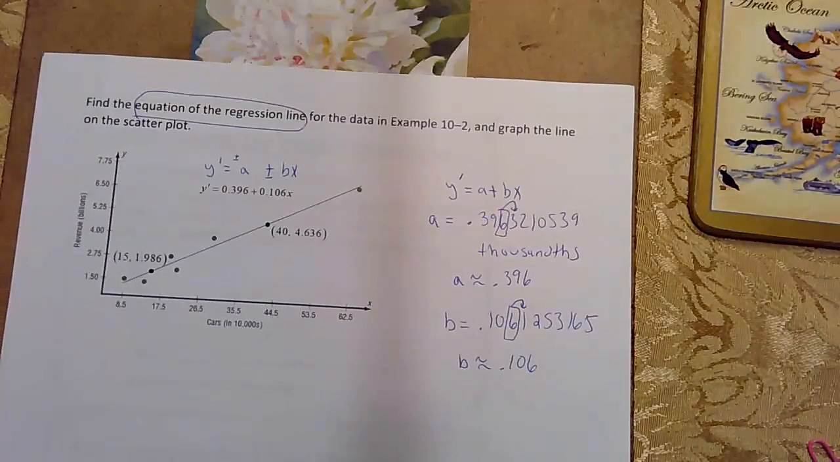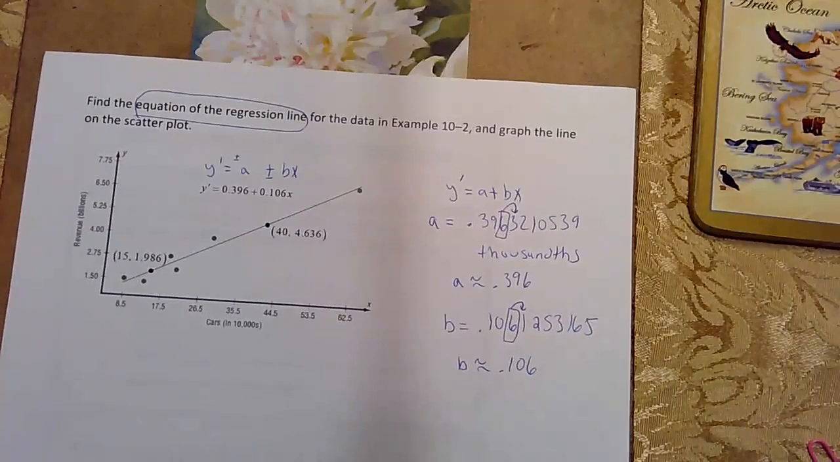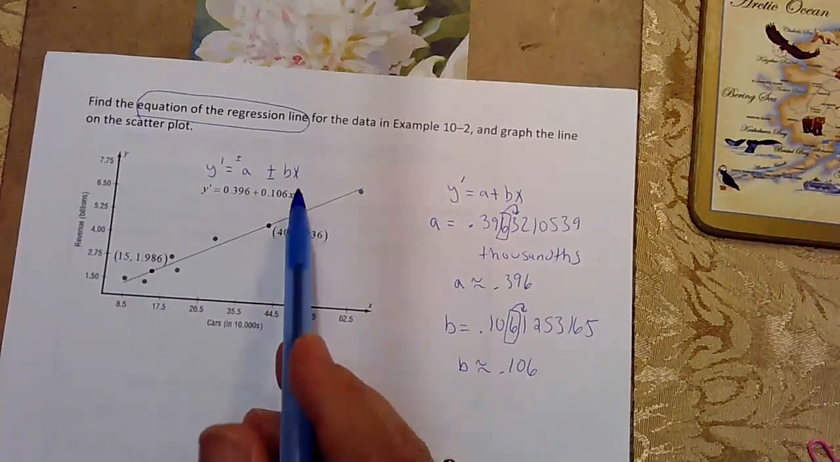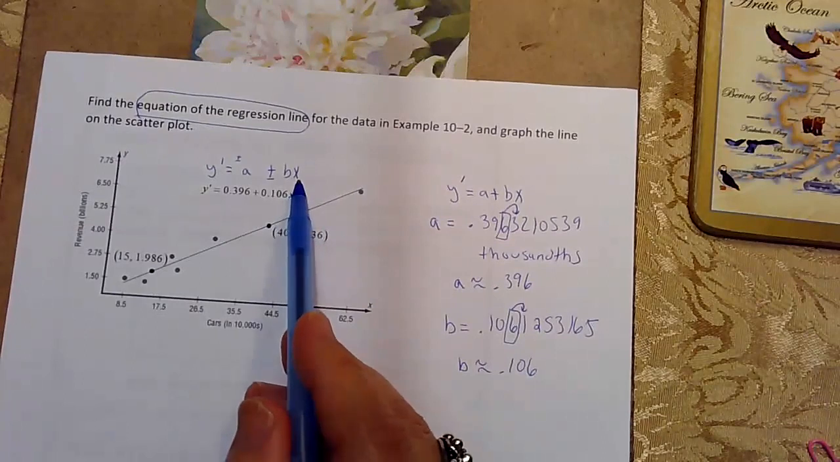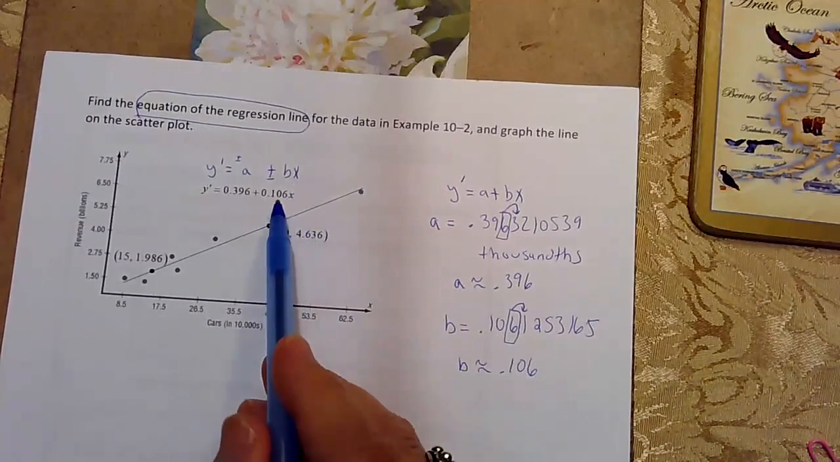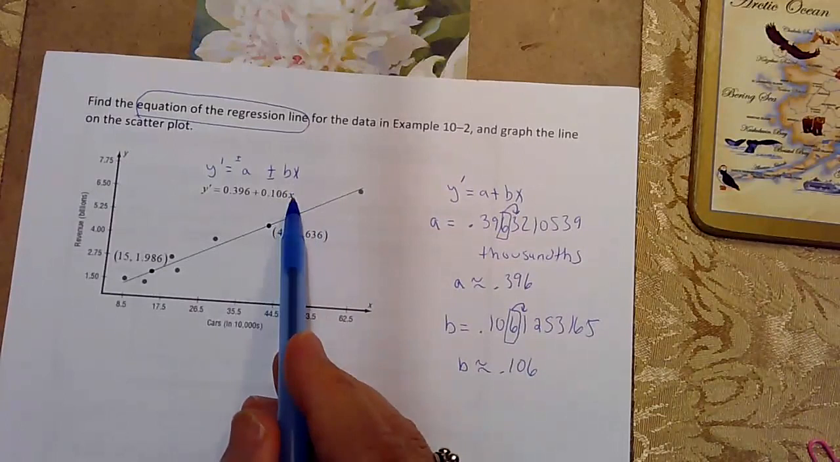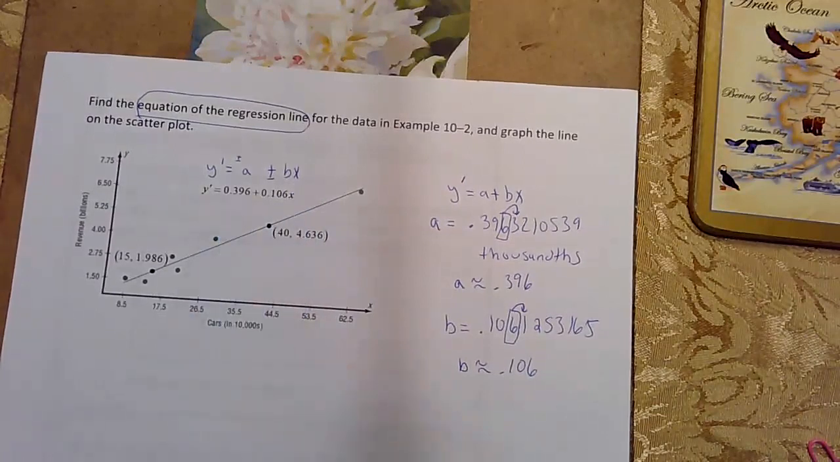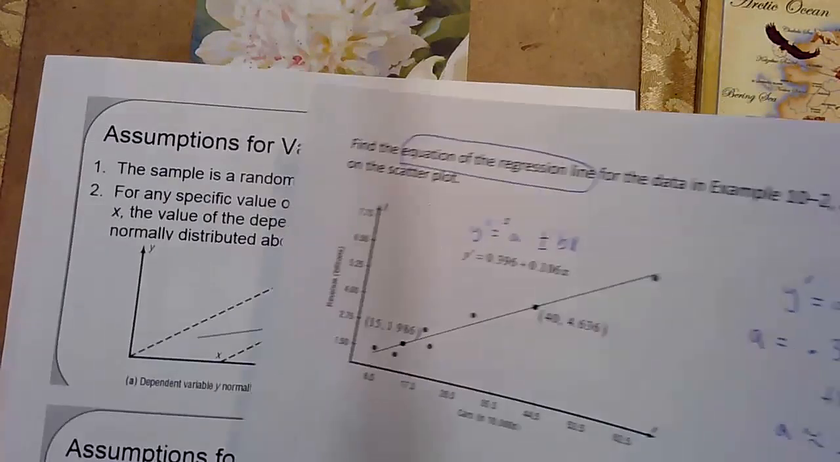And then I don't think it has you do a prediction, but if you were to do a prediction, it would tell you to do a prediction for x equals something. Then whatever x is, you would plug it in here, multiply by that number, and then add that. And that would give you a predicted value. So they didn't have you do a prediction on that.